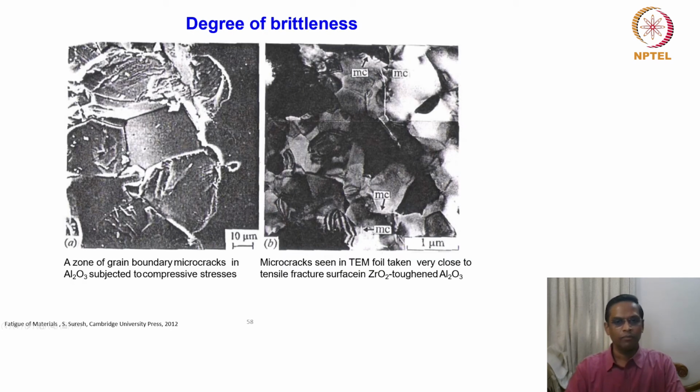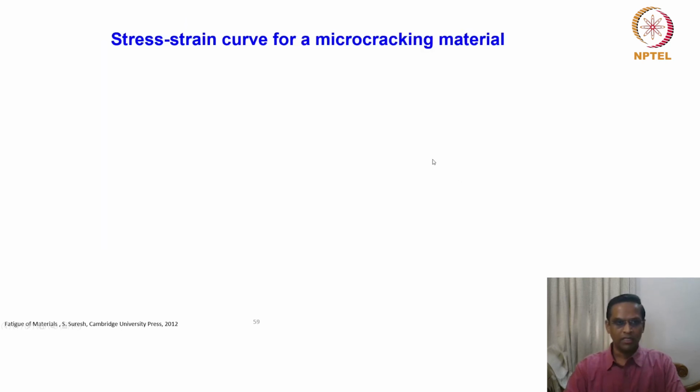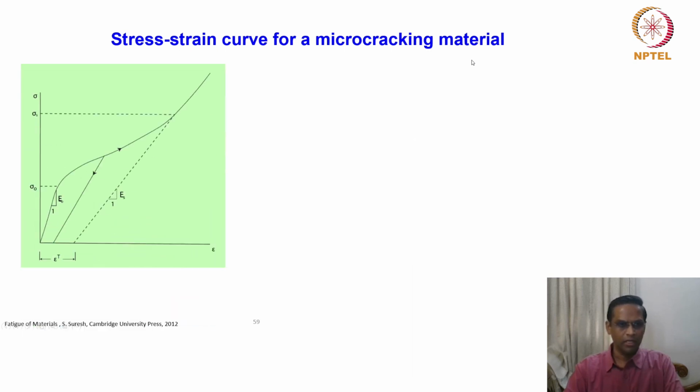One example is shown, a fractograph, showing a zone of grain boundary microcracks in alumina subjected to compressive stresses. So you see that all the boundaries are highly cracked, completely cracked with microcracks in alumina. And this is a TEM foil taken very close to the tensile fracture surface in zirconia toughened alumina. So you can see that all microcracks are marked with the features in the grain boundaries. So how do we understand the stress strain curve for a microcracking material? Very interesting idea.